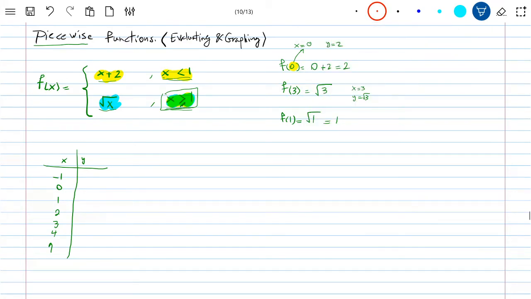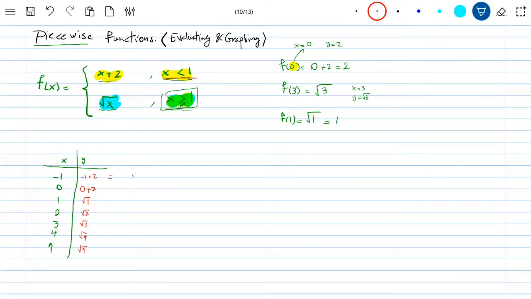What are the corresponding y values? Negative 1. Where does it go? It's an input. It's less than 1. So I use the equation of x plus 2. So negative 1 plus 2. How about 0? 0 is less than 1. So therefore, I use the equation x plus 2. So I will have 0 plus 2. How about 1? As we discussed, 1 does not belong to the top equation. It belongs to the square root because you have the equality option. So you'll get square root of 1. Same, square root of 2, square root of 3, square root of 4, and square root of 9.